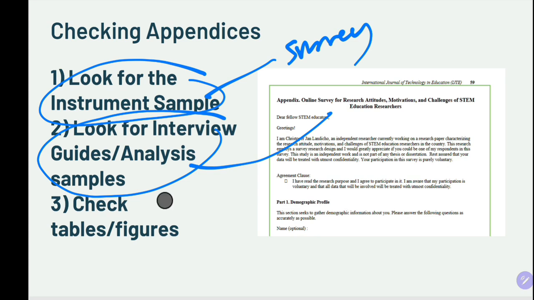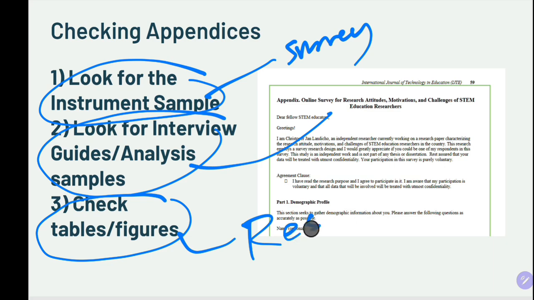Okay, so never forget to check tables and figures, although these may already be found in the results, and you may not necessarily put this in the annotation book, but I think you can later on go back to the paper and use this as a guide on how you will be able to write your own discussion paper. Okay, so for your own writing.